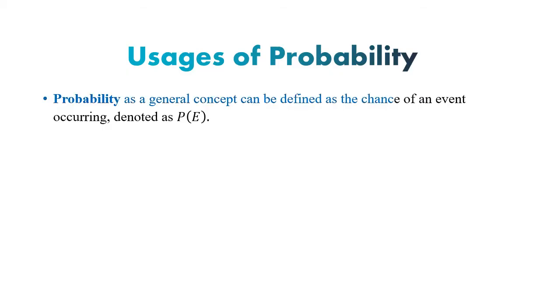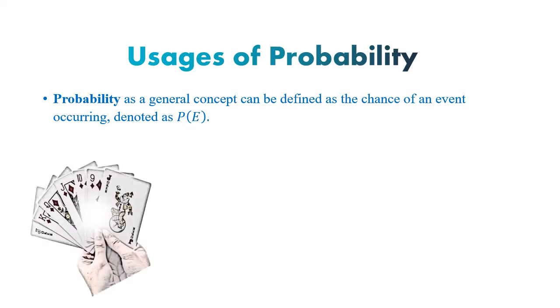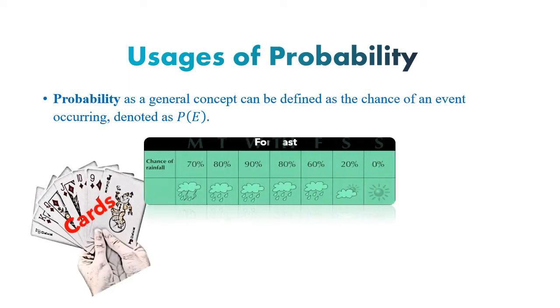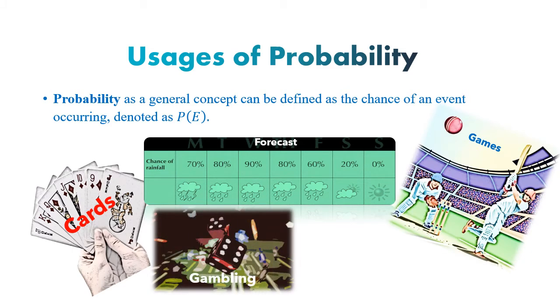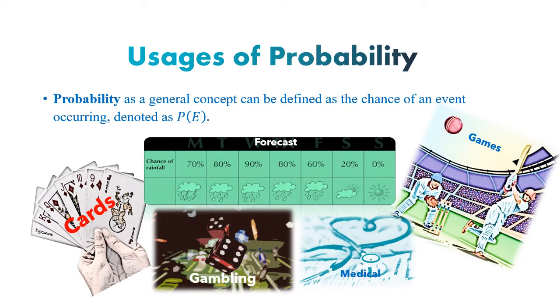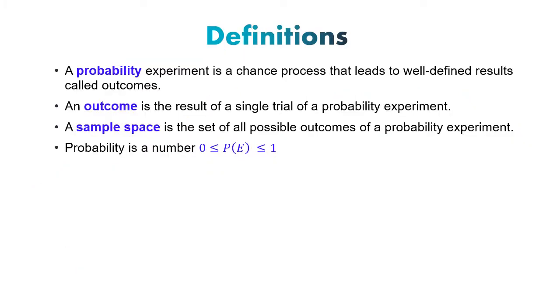Probability as a general concept can be defined as the chance of an event occurring, denoted as probability of E. Where do we see probability? In cards, in forecasts, in games, in gambling, in medical fields, and definitely in other fields. A probability experiment is a chance process that leads to well-defined results called outcomes.